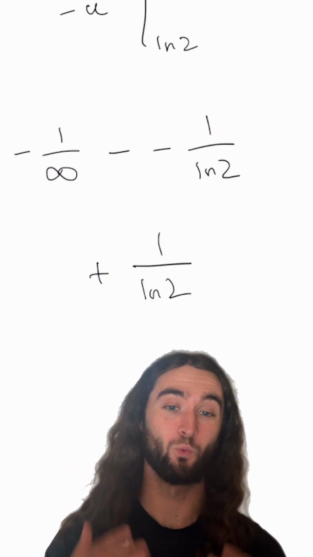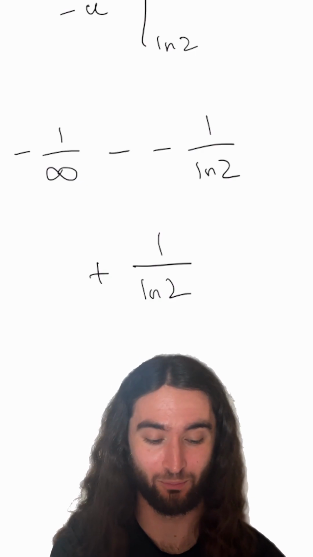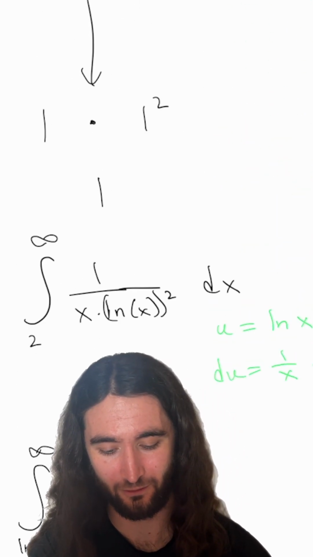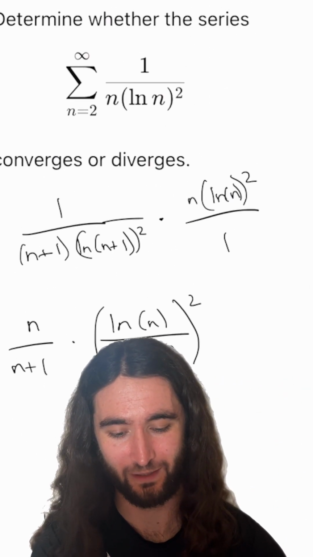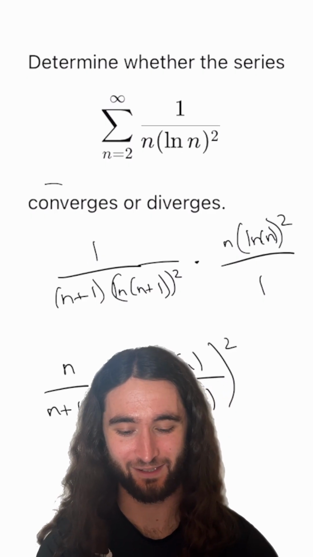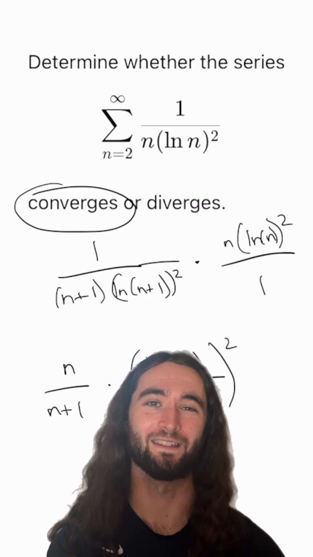Now, it doesn't actually matter what specifically it comes out to. The point is it comes out to be a finite number. So that means that this integral is finite, which means that this series is finite. So it turns out that this series converges by the integral test.